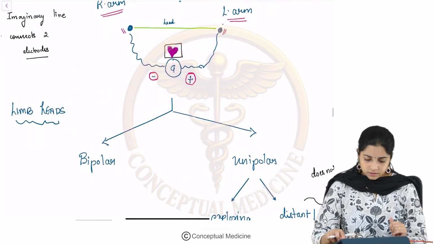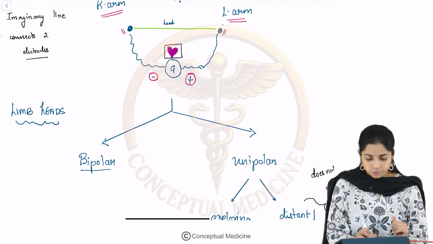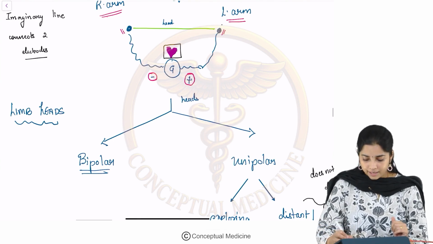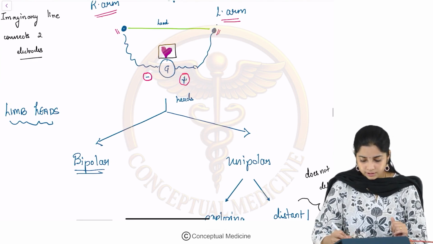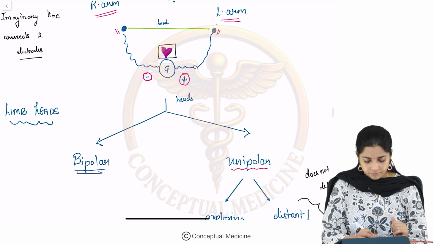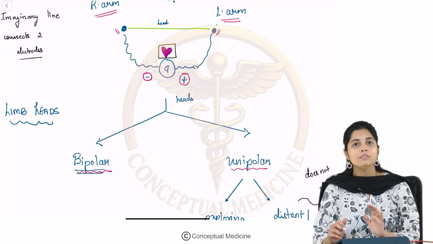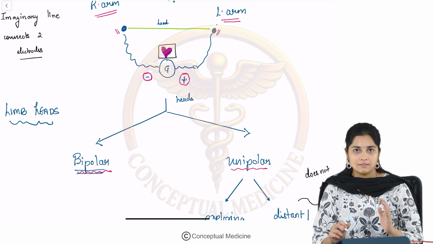Now, the leads are classified into two types: bipolar leads and unipolar leads. Now we'll understand how these bipolar and unipolar leads are constructed.